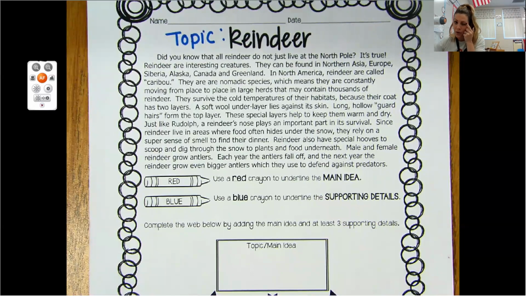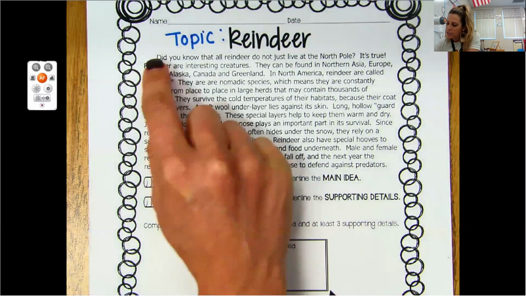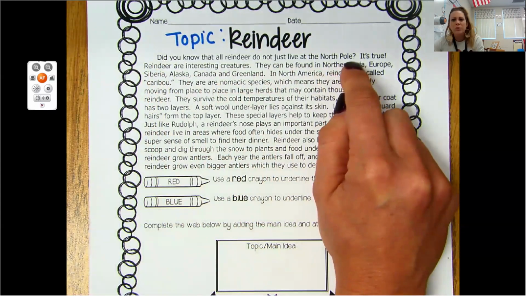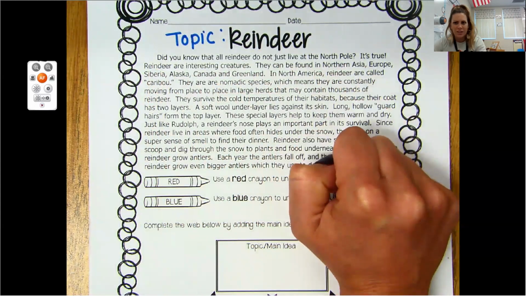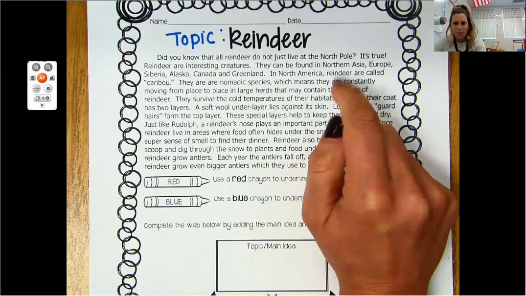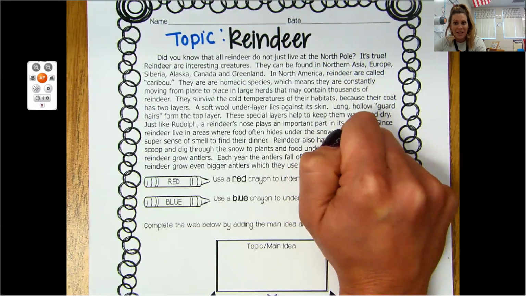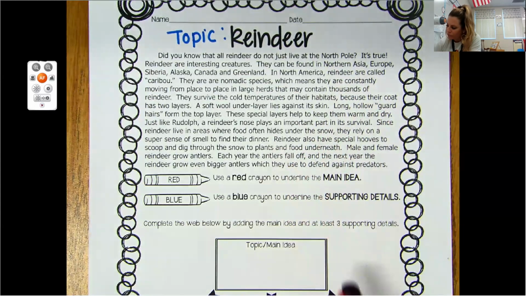All right, well, we do not have pictures to help us. What was the other thing we could do? We can look at which sentences was it again that might help us? Oh, the first sentence and the last. Let's check those. Did you know that all reindeer do not just live at the North Pole? Was this whole thing about them not living in the North Pole? Just talk about where they lived? No, it mentions that, but that's not what the whole thing was about.